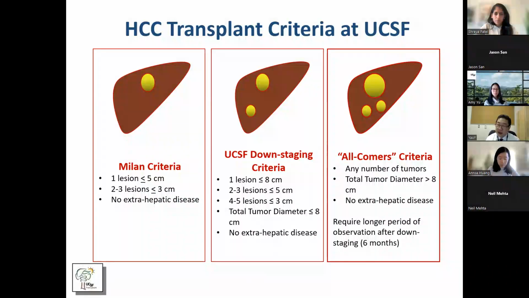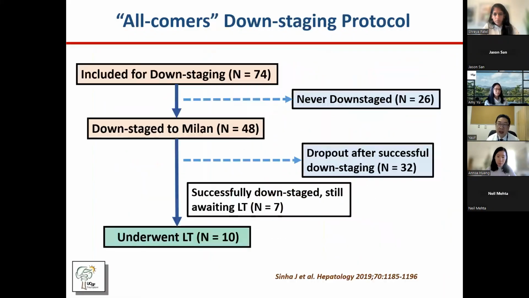So at UCSF, we also explore the feasibility of downstaging under what we call the all-comers protocol, which means that the initial tumor burden is even beyond the UCSF or UNOS downstaging criteria. And we require a longer period of observation, at least 6 months, to ensure stability prior to liver transplantation. And this is a single center experience from our center, 74 patients enrolled in the all-comers protocol. You can see that almost 2/3 could be successfully downstaged to Milan initially.